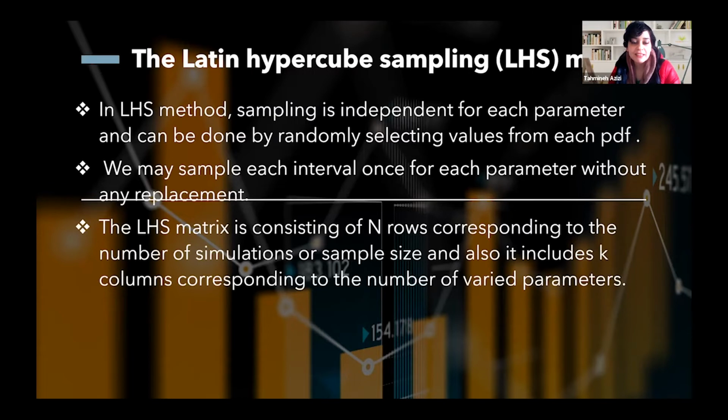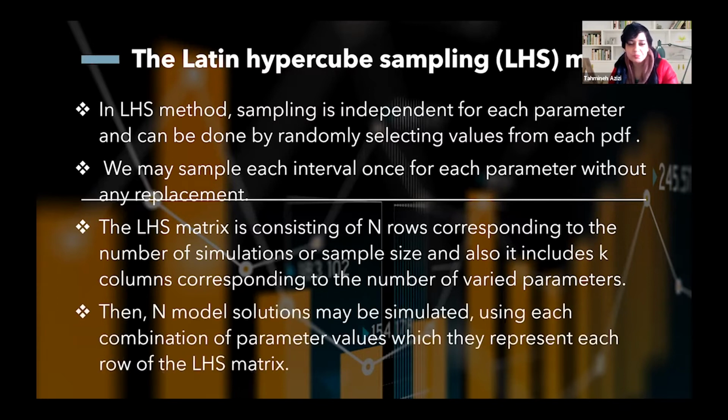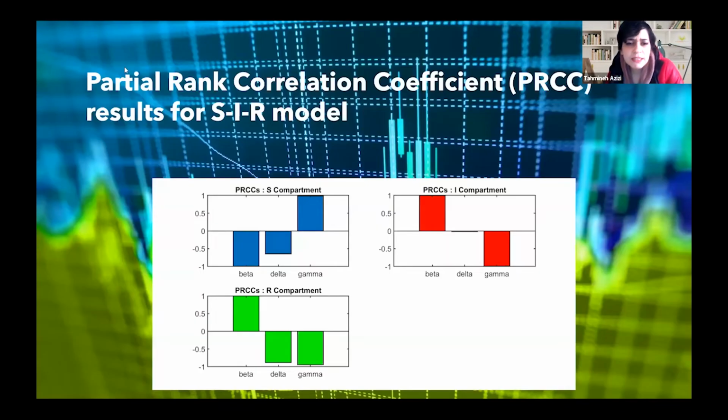Finally, we get a matrix of n rows and k columns, where k is the number of parameters that we are changing. So we have n model solutions and k parameters, we get this LHS matrix, and we get the output changes when we change each parameter in its range. And this is the result for the SIR model.